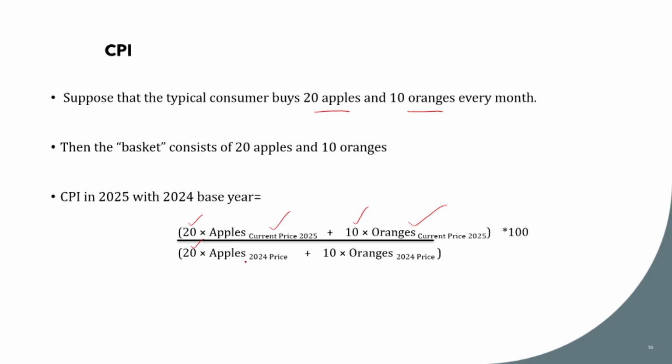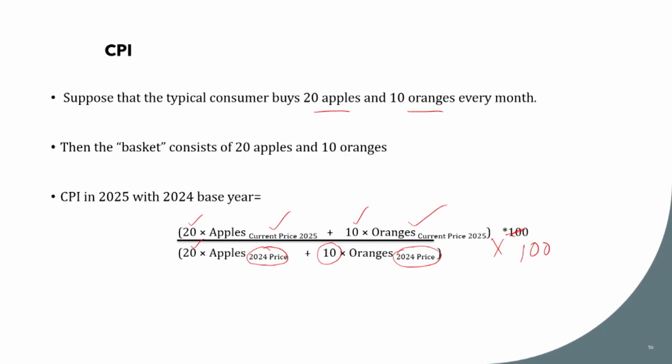But what is the price? For price we take the base year, that is the 2024 price. And similarly, the quantity of orange is the same, but the price that we are taking is the price of one orange in 2024, multiplied by 100. So this is the formula.